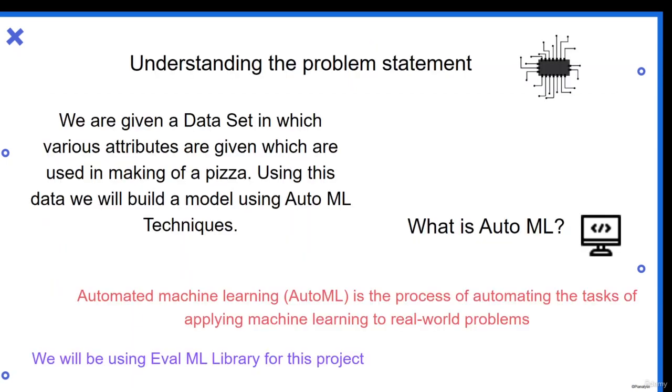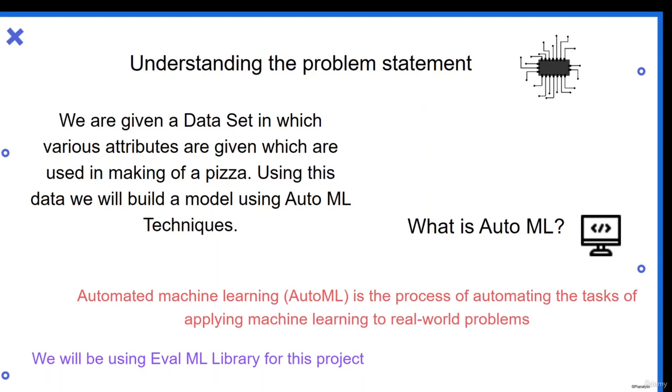So, understanding the problem statement: we are given a data set in which various attributes used in the making of a pizza are given, right? Like I told you earlier, whether the pizza has tomatoes, whether it has extra cheese, the number of toppings, the diameter of the pizza. These are all important and crucial parameters required for the pricing of a pizza. Then we'll use this data to build a model using machine learning techniques and automated machine learning techniques.